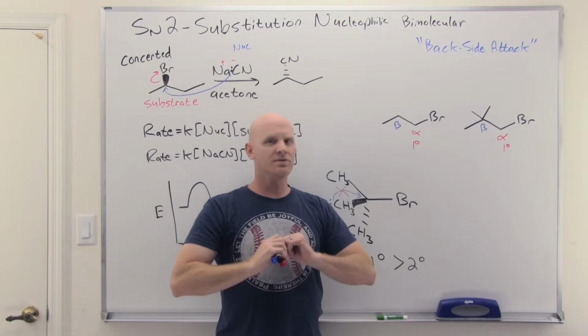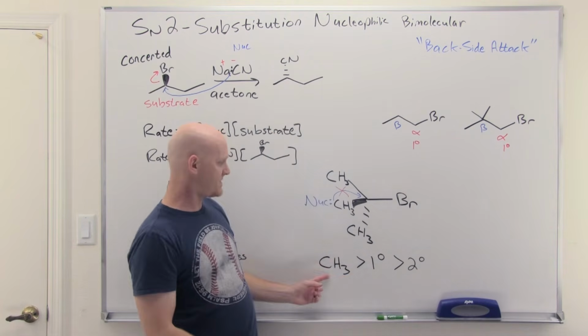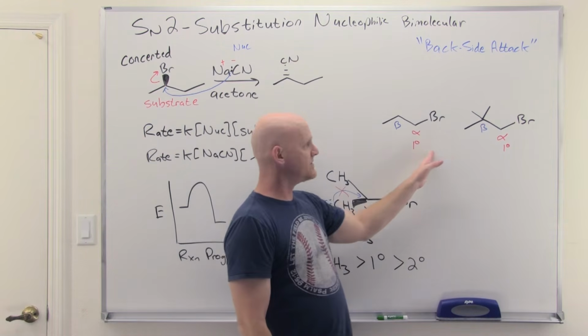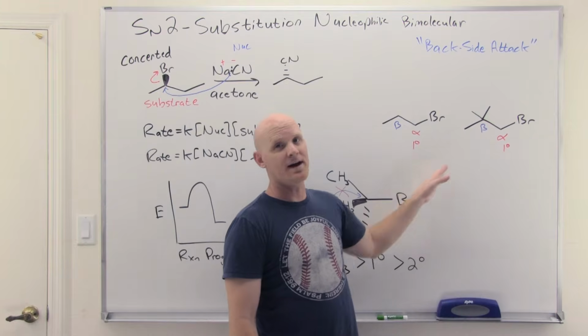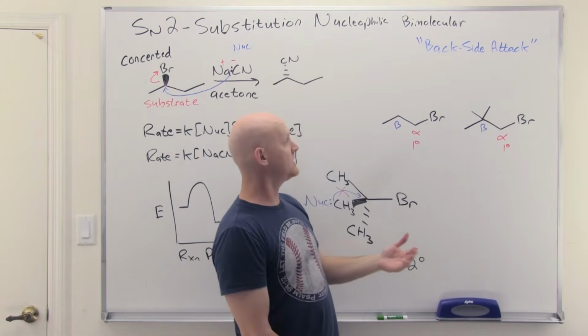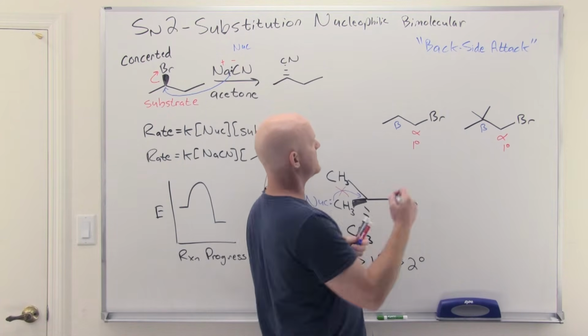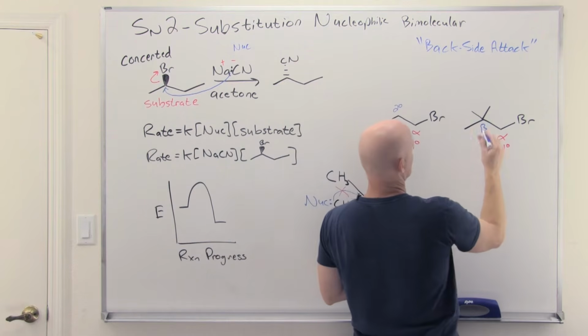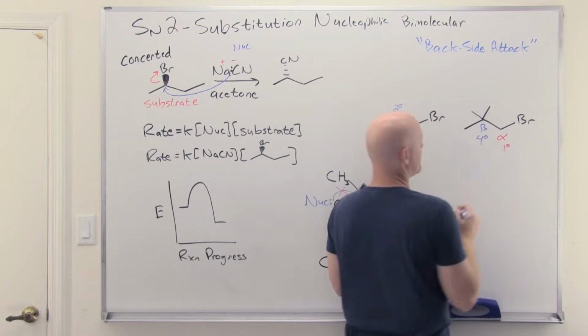So most of the time we're just going to examine the alpha carbon and just go methyl's the fastest, then primary, then secondary, tertiaries don't react. However, if you do have to compare two different primary alkyl halides, well then the difference might actually end up coming to that beta carbon. And if we look here the beta carbon is a secondary carbon. Here that beta carbon is a quaternary carbon.